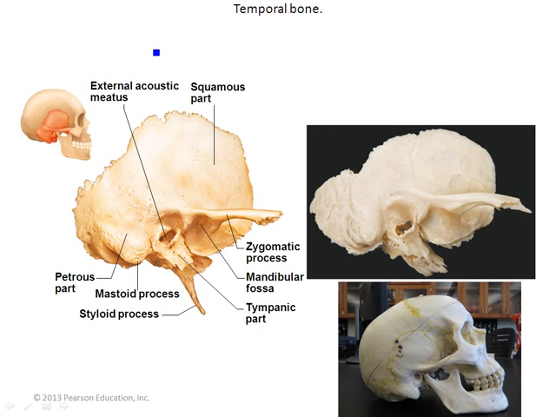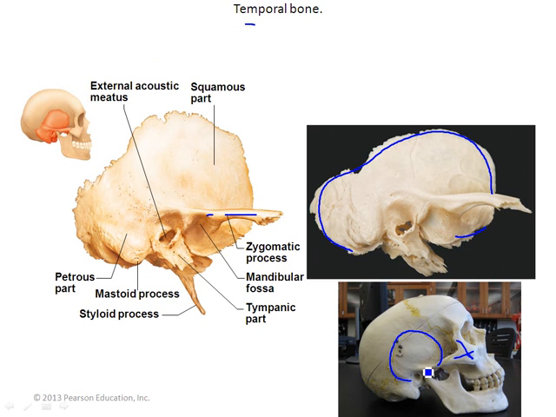Alright, the next bone is your temporal bone, and these bones are on either side of your head. This is a disarticulated one, so you can see what the shape of it is. So all this here is your temporal bone. Some features that you need to know about the temporal bone. You have the zygomatic process. So what makes our cheekbones? This is the zygomatic bone, right here. This is your zygomatic bone.